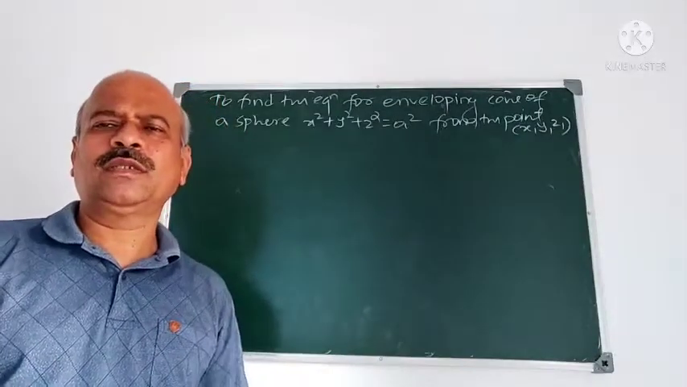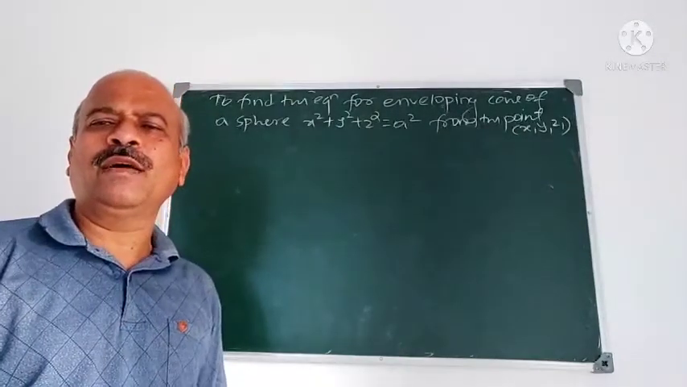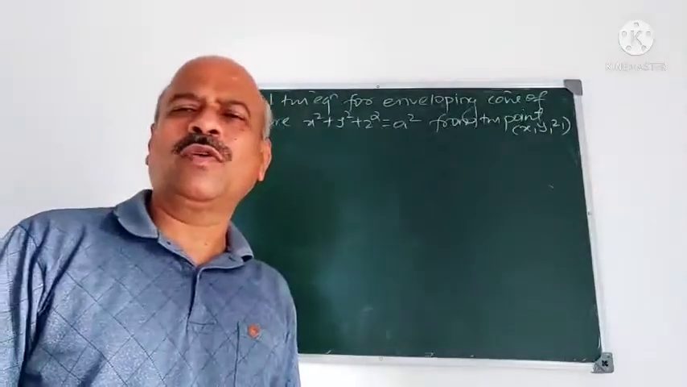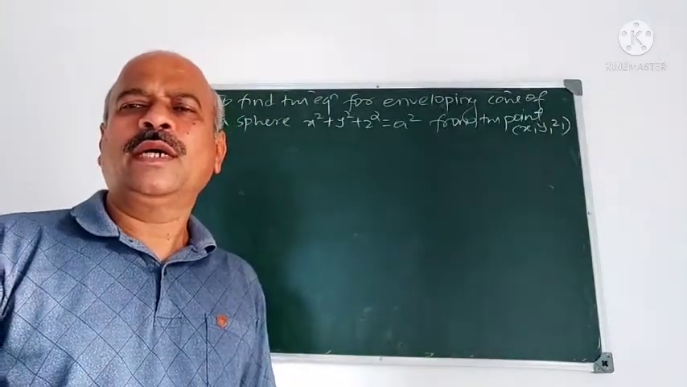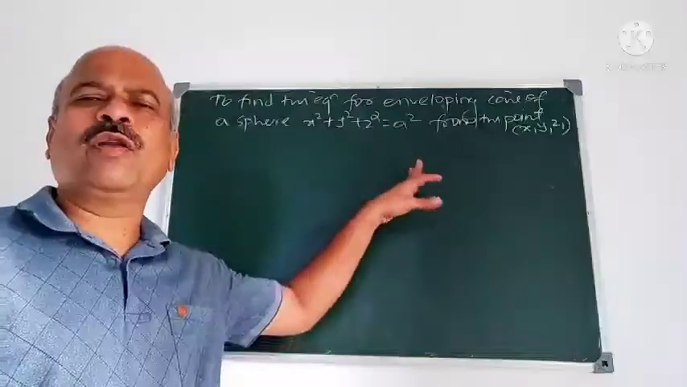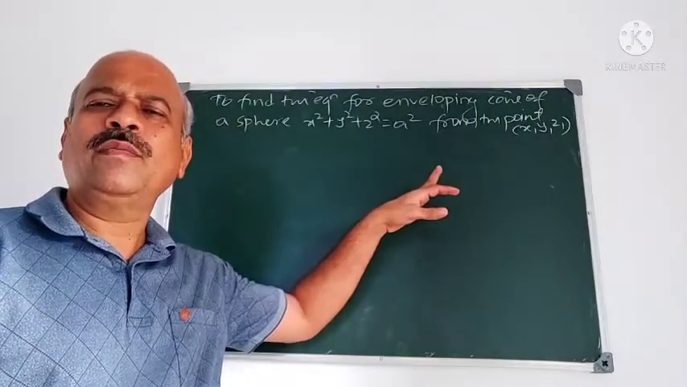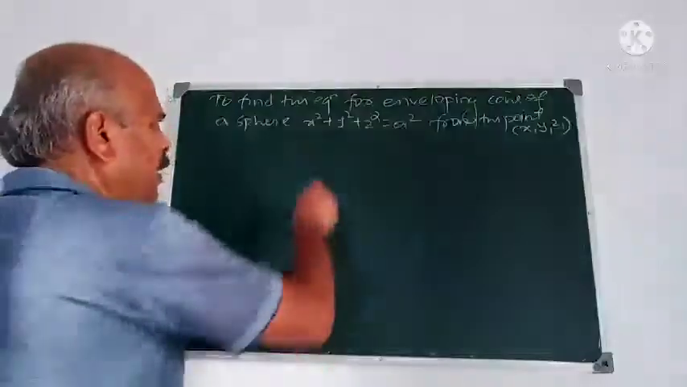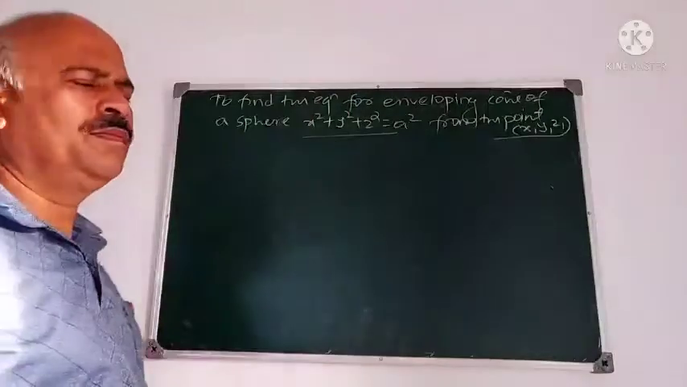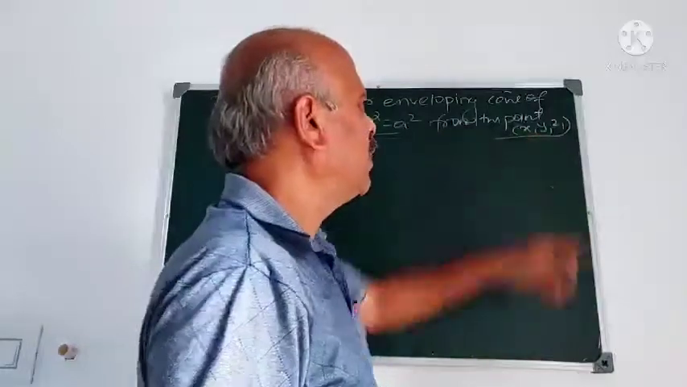Now this is the derivation. We derive the equation, and then we use this as a formula. And objective questions can also be formed on this topic. I will explain what the objective questions are. First, we have to derive this and we will get a formula, and that formula can be used for making objective questions. Now the derivation is like this. Find the enveloping cone of the sphere from the point x1, y1, z1.